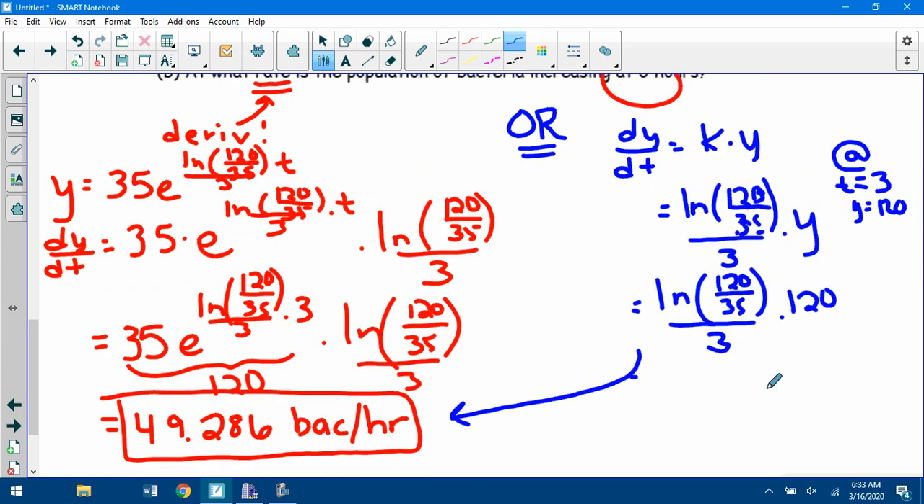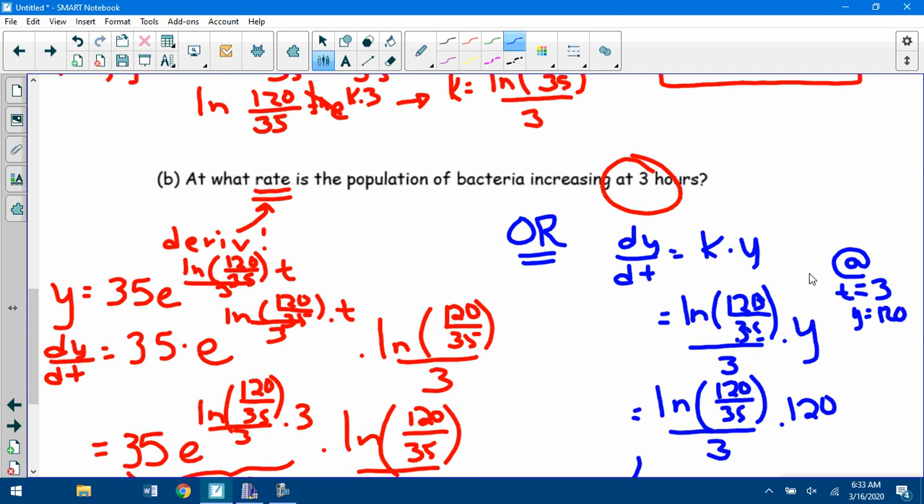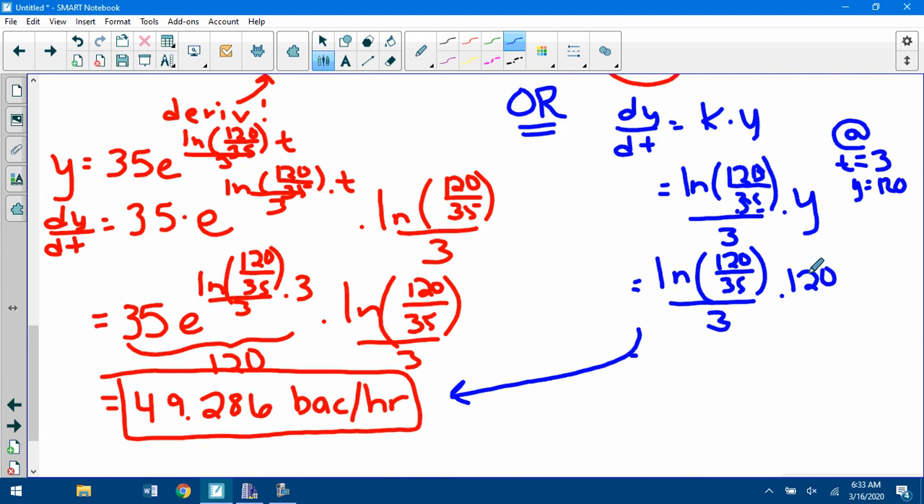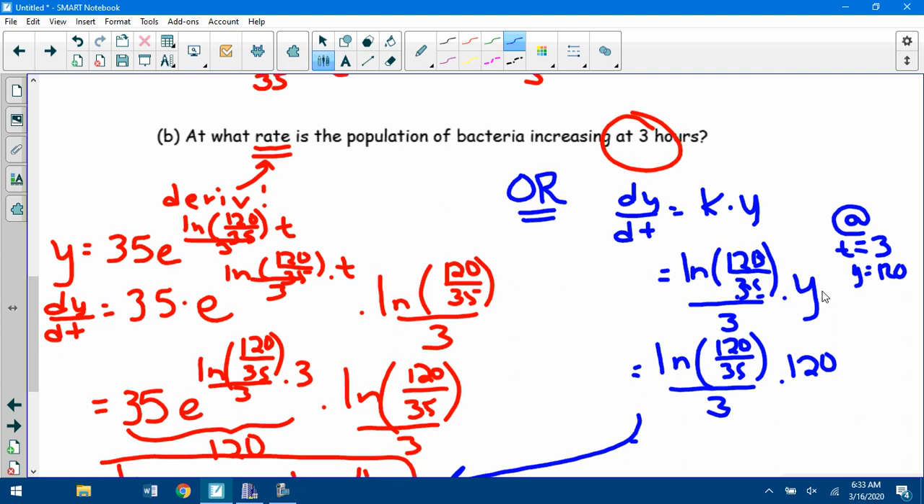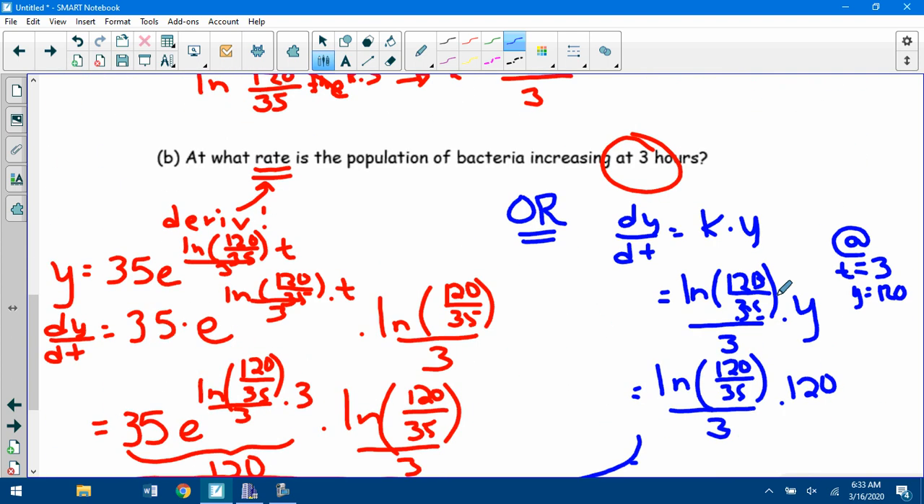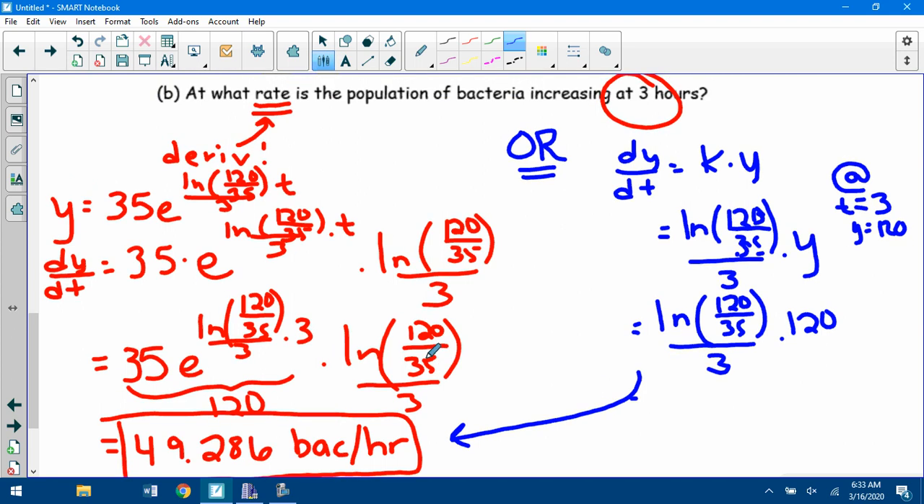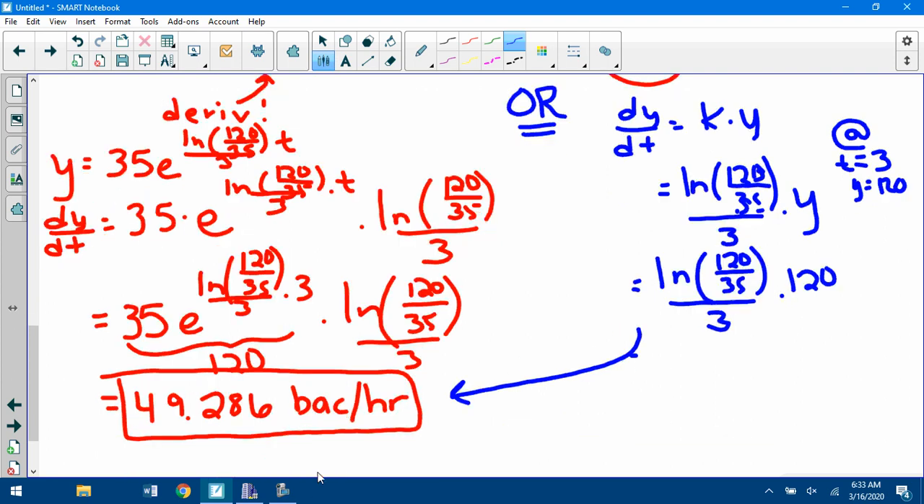So maybe that's a little bit quicker, but a little tricky because you have to think of that. Now, if we didn't know that at t equals 3, y was 120, like if I asked what rate it's increasing at 5 hours, this wouldn't be all that helpful because I don't know what y is at 5 hours. I'd still have to plug it in here, get what it is after 5 hours, and then plug it in here, which is essentially the same thing I'm doing over on this side. So just want to show you 2 different ways to do it. Either's fine. Don't have to worry. You can do any way you want.